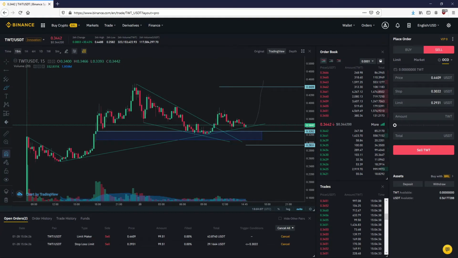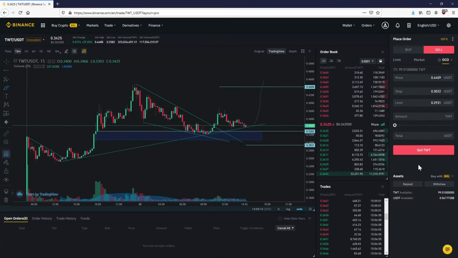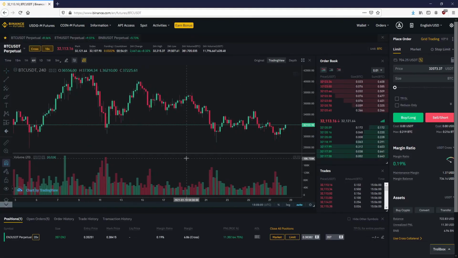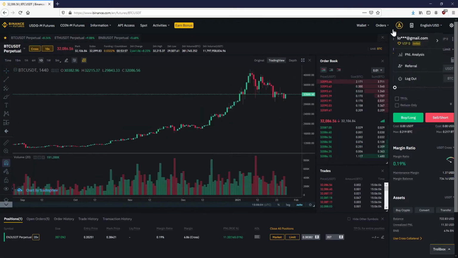I have the limit maker, which is the sell at the upper point, and then I have the stop loss, which is the sell in case price takes out this buy zone. So that is it for the other types: the stop limit, the OCO, the market, and the limit on the spot market. So as you can see, let me change this here too. This is the place order tab, and this is a limit.